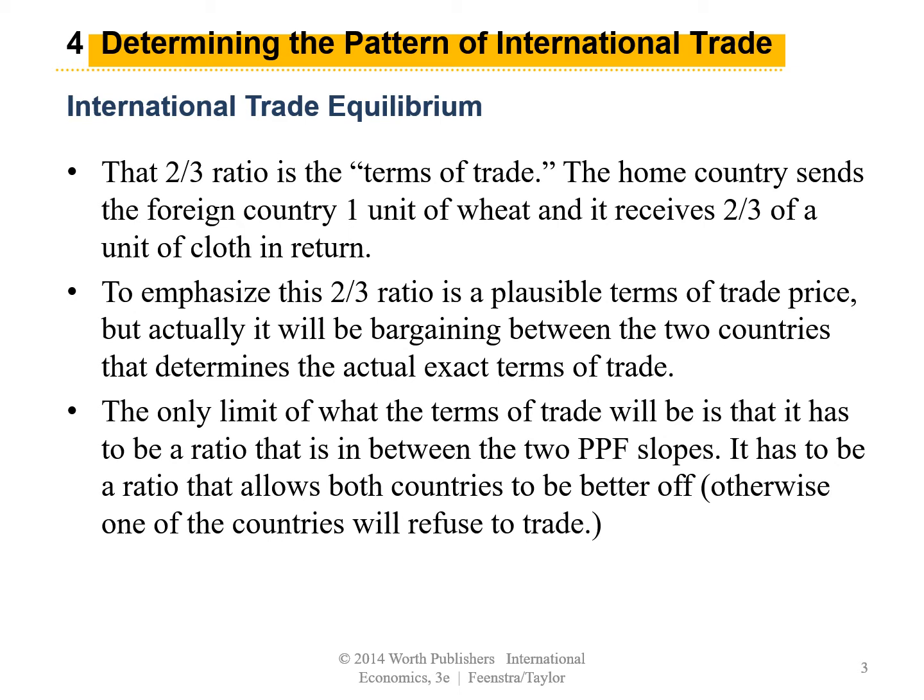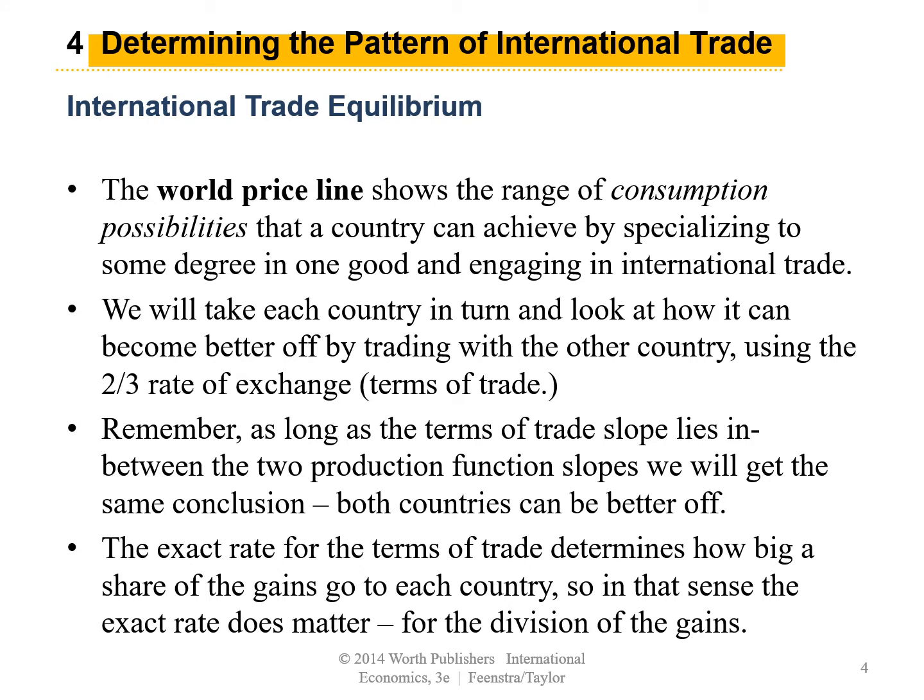Now, if you want to make the model a little bit real, this 2/3 ratio in the real world would actually be determined by bargaining between the two countries. So if one country has a better bargaining position than the other, it could get that ratio more in its advantage. So that's the number we'll use to explain how both countries gain from trade. There's a concept called the world price line that I'm really not going to address because it's not shown in my notes actually. So let me move on.